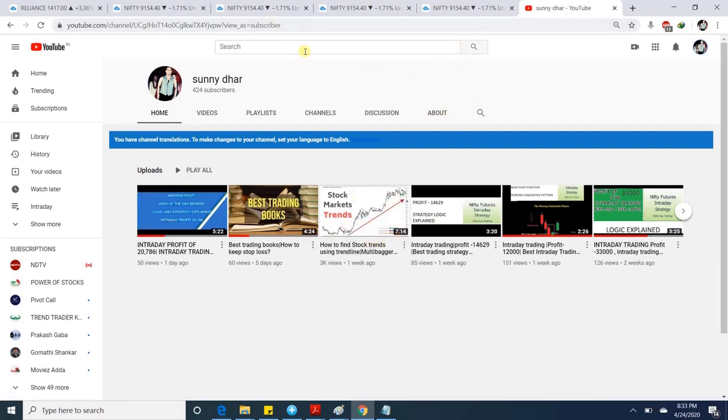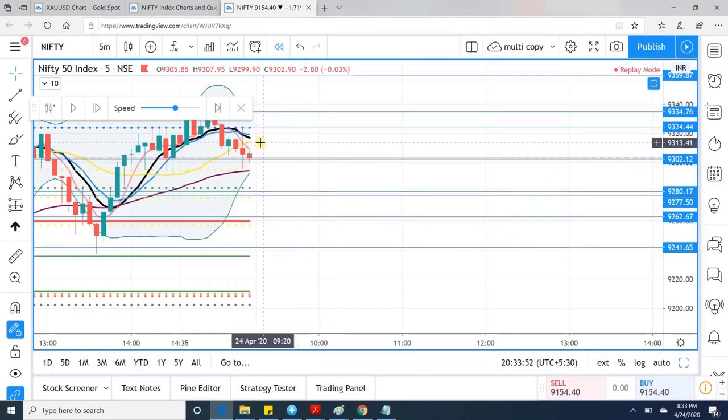So today's video is about how to trade in a live market, how to find when to enter the market and when to exit the market, how to do scalping in a live market. For this I am using a feature of TradingView which shows candle by candle formation. So I'm using a 5-minute chart.